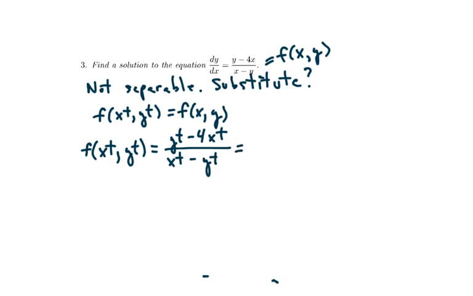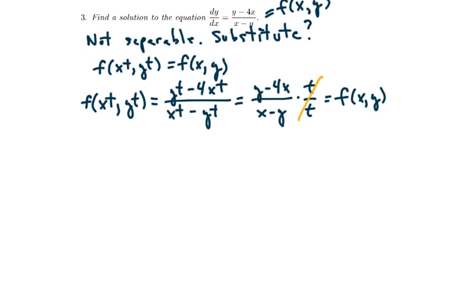And I notice that t can factor out, and so I'm going to have y minus 4x over x minus y. And just to make it really clear, I factored out a t on top and a t on bottom, and so that t cancels out. And what I'm left with is f of xy. And so that means that substitution will work in making it separable. So let's go ahead and apply the substitution.